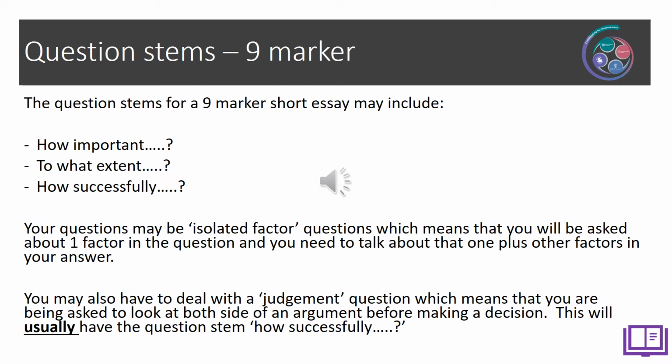Usually isolated factor questions start with the stem how important or to what extent. However, you may also have to deal with a judgment question, which means that you're being asked to look at both sides of an argument before making a decision. Usually, this will start with the question stem, how successfully.